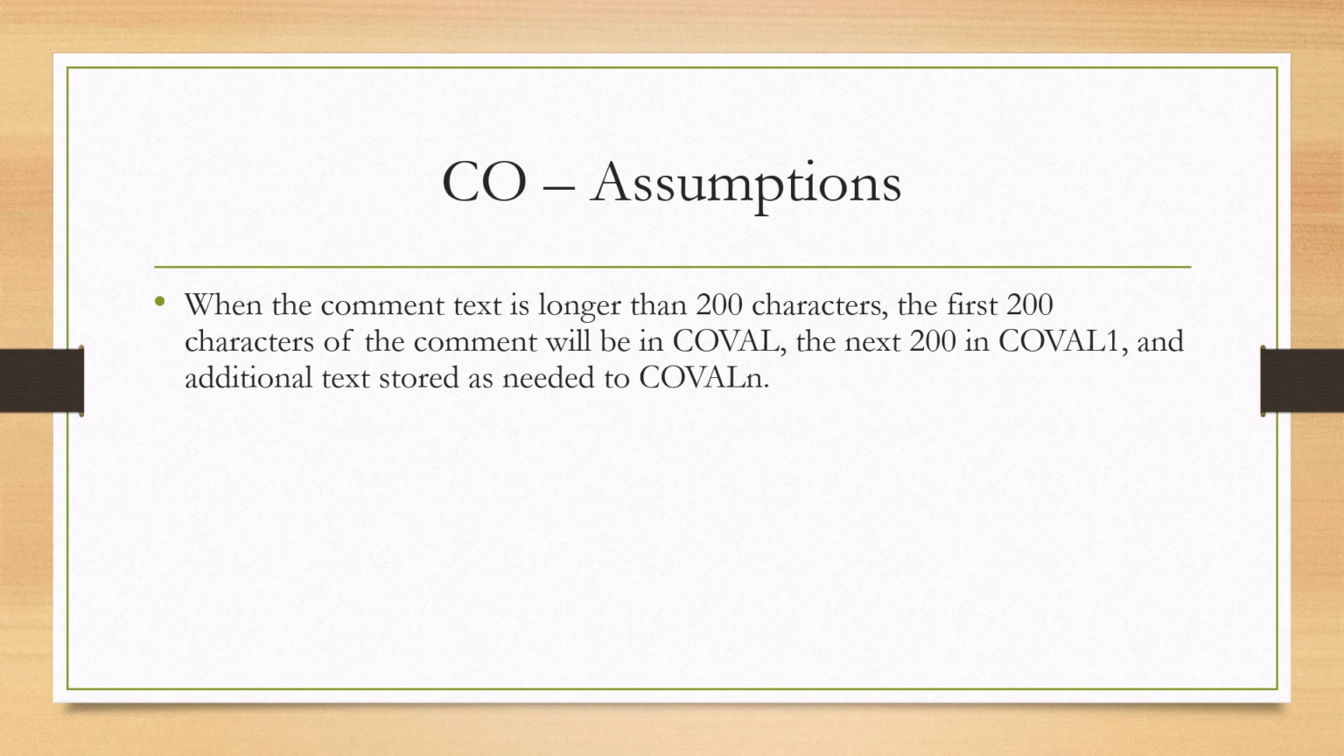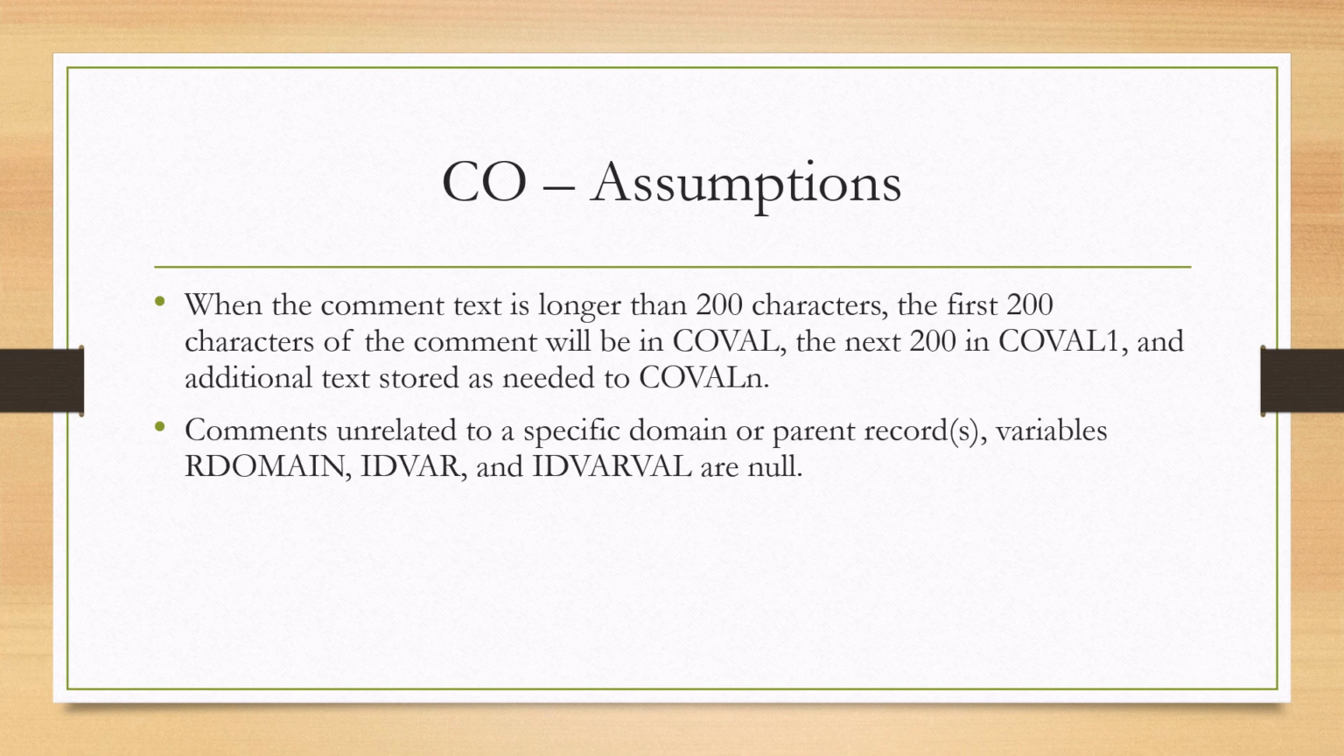When the comment text is longer than 200 characters, the first 200 characters of the comment will be in COVAL, the next 200 in COVAL1, and the additional text will be stored in COVALn, which can be understood as the next in sequence after COVAL1, that is COVAL2, COVAL3, and so on.